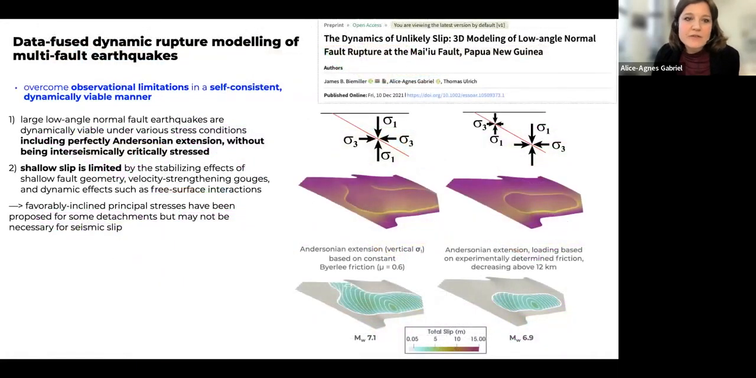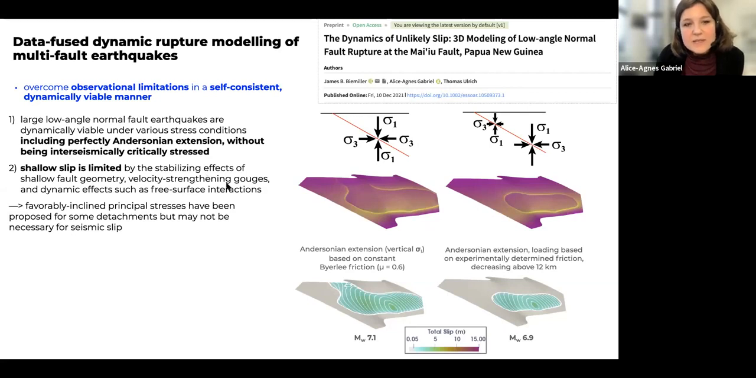And we're concluding from that large low-angle normal faults in principle are dynamically viable under various stress conditions that include Andersonian extension. So they don't need to be interseismically critically stressed. And this is just an illustration of where these dynamic models behave a bit differently as static fault strength or slip tendency analysis, in which you really need all of the fault to be critically stressed, optimally oriented to host large earthquakes in that theory. And here we really need a small part to basically nucleate an earthquake, and then dynamically the propagation is not predetermined completely by, or doesn't require to be critically stressed.